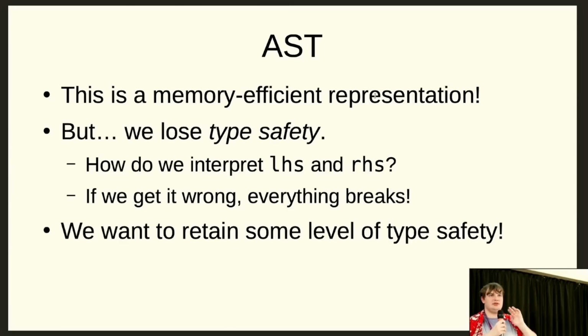So with this representation, don't worry, we're done with the dense memory layout thinking now. This representation is pretty memory efficient. Unfortunately, we've lost a lot of type safety here, because we have these LHS and RHS fields. They're just untyped integers. We don't know how to interpret them. We just have to follow the comments and follow the existing code. If we get it wrong, everything breaks. What if we did a refactor here and changed how something's represented and missed a use site? Then probably something would go silently wrong. That's not great. So we'd like to bring back some kind of type safety if we can.